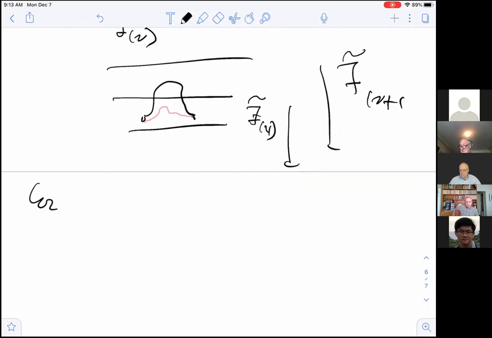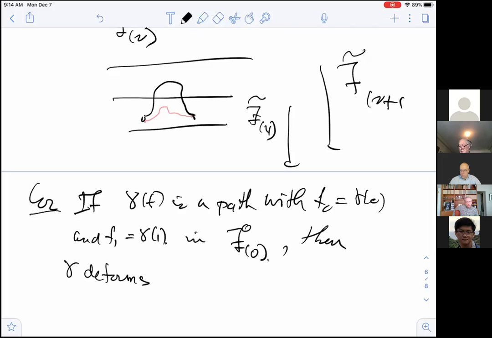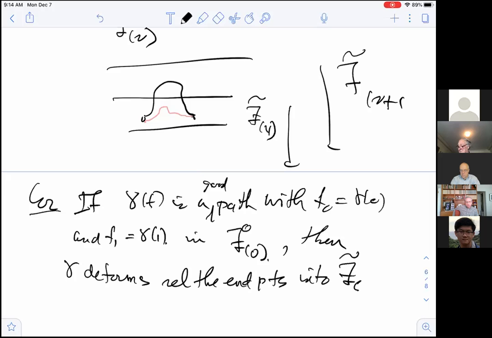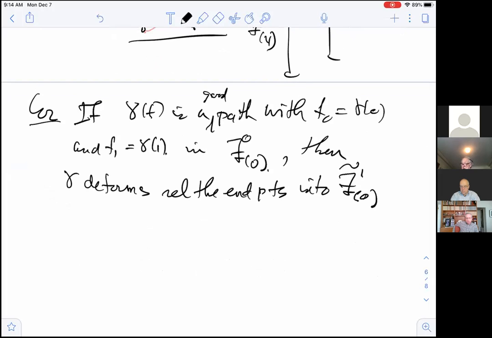Well, so as a consequence, if gamma t is a path with F naught equals gamma naught and F1 equals gamma of 1 in F naught naught, in other words, ordered excellent Morse functions, then gamma deforms, it's a good path of course, deforms rel the endpoints into F tilde 1 naught. So it deforms into a path so that all the critical values are ordered by index. So that's the ordering we want.